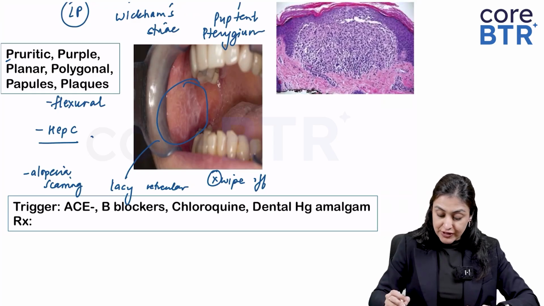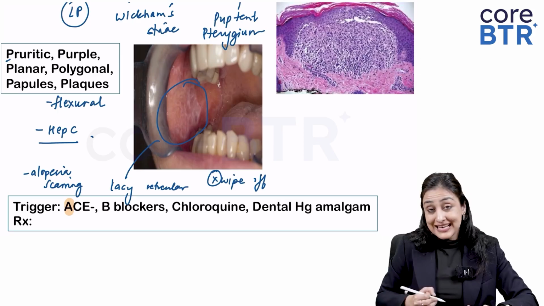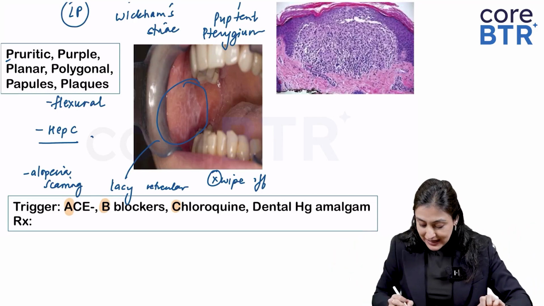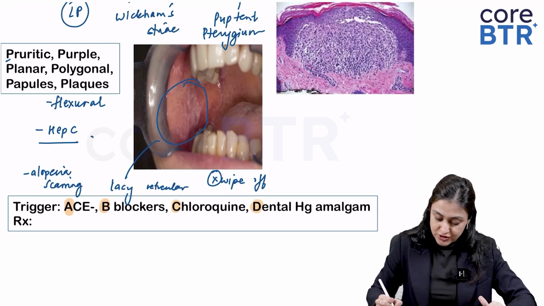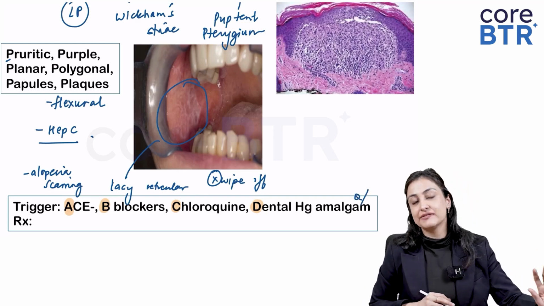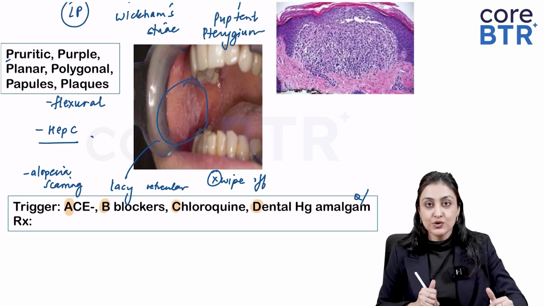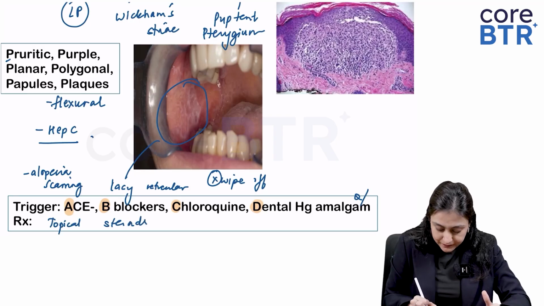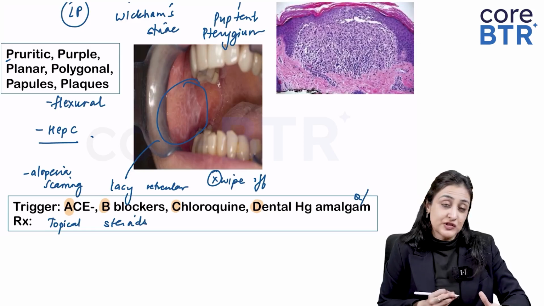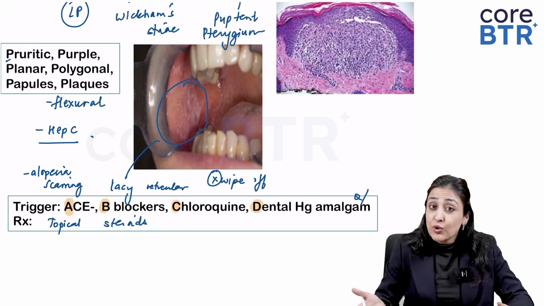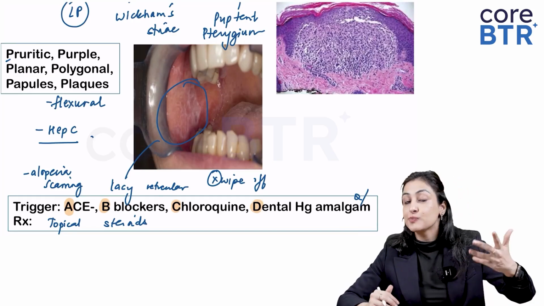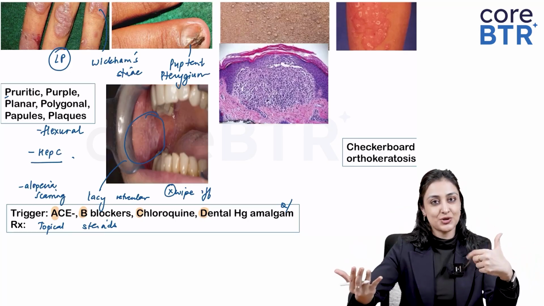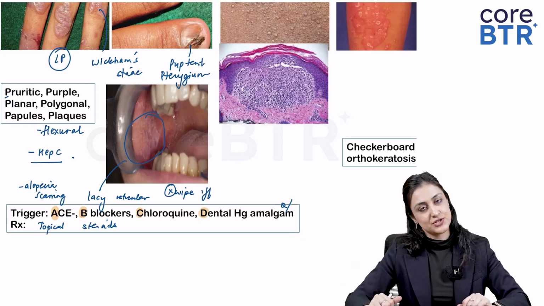Also has triggers which you can remember as ABCD. This has also been asked. ACE inhibitor, beta blocker comes here. Chloroquine comes literally everywhere. And this I feel is a very askable question, dental amalgam. So the only takeaway is ACE inhibitor and dental. B and C we know from psoriasis. The treatment is topical steroids. When you have a doubt, you say topical steroids. Or if it's fungal, you say topical azoles. If you have more doubt, you combine them in a cream and give to the patient. Your patient will be healed, right? So that's derma treatment for you. Either azoles or steroids. Here it's not fungal, so steroids.